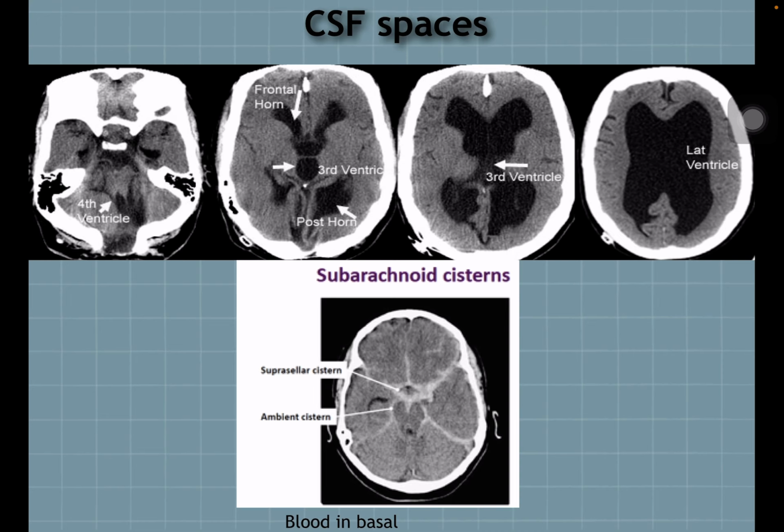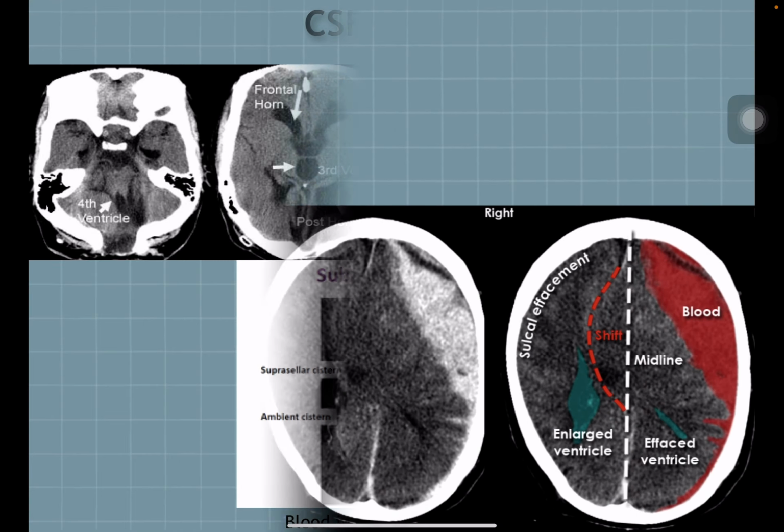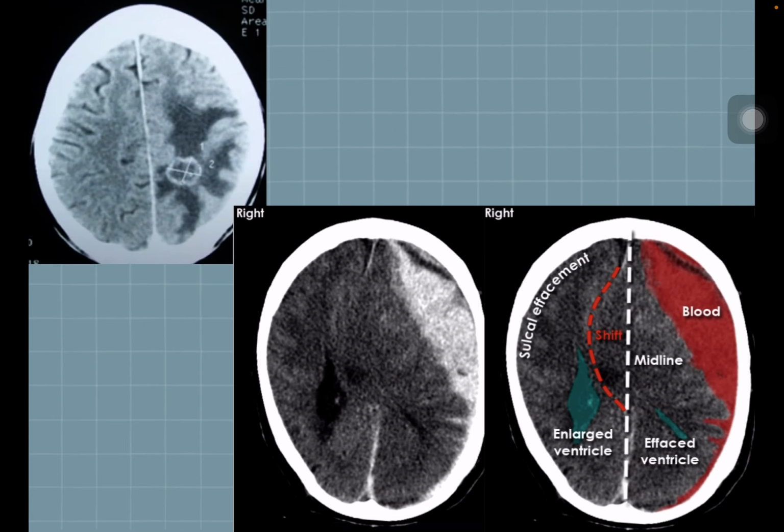Here we have a subarachnoid hemorrhage involving the cistern, ambient, and the suprasellar cistern. And next, this is an example of effacement of sulci. Here we have a case of a tumor with a perilesional edema causing effacement of the adjacent sulci compared to the right side. So we couldn't appreciate the sulci.